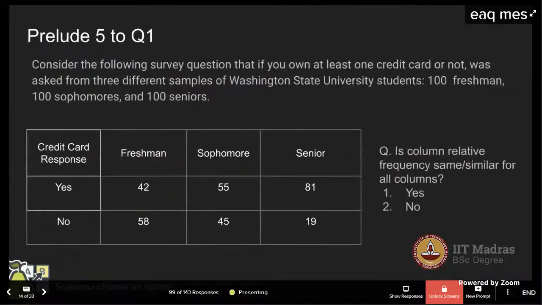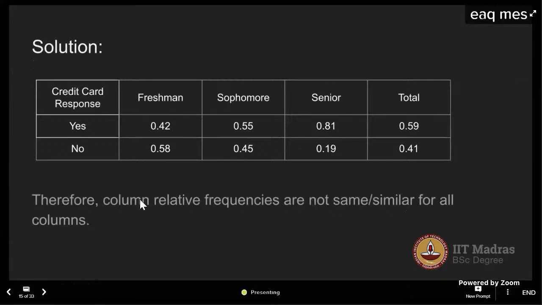Okay, so we have already checked that row relative frequencies are not similar, which also implies that column relative frequencies will not be similar. You can also verify that by computing the values.